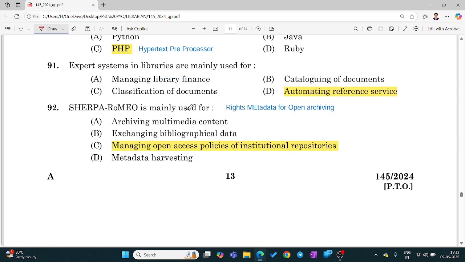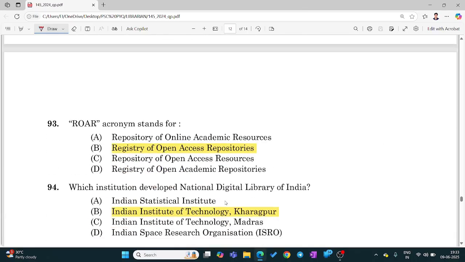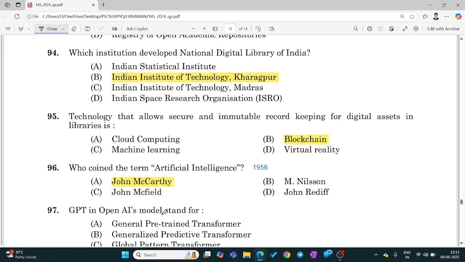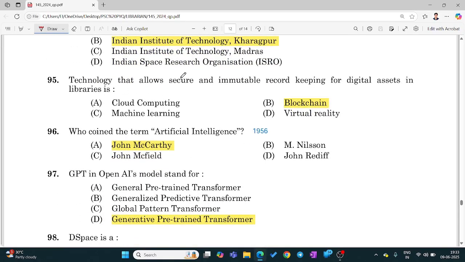Sherpa Romeo is mainly used for managing open access policies of institutional repositories. ROR acronym stands for Registry of Open Access Repositories. Which institution developed National Digital Library of India? IIT Kharagpur is the answer. Technology that allows secure and immutable record keeping for digital assets in libraries is called blockchain.